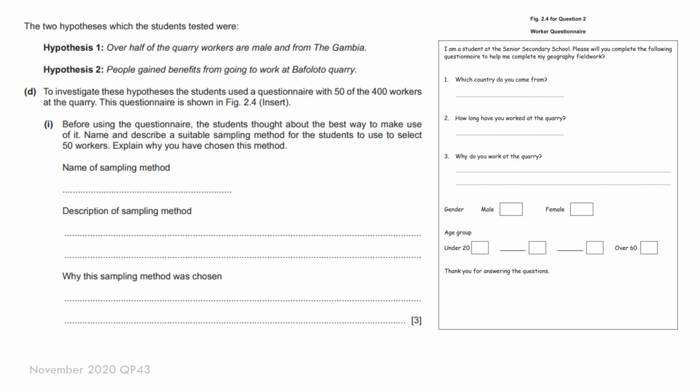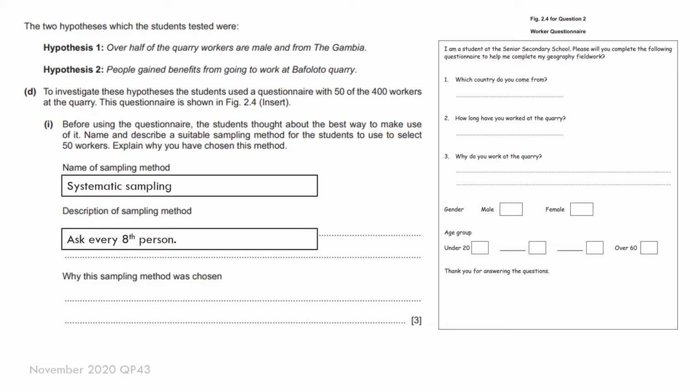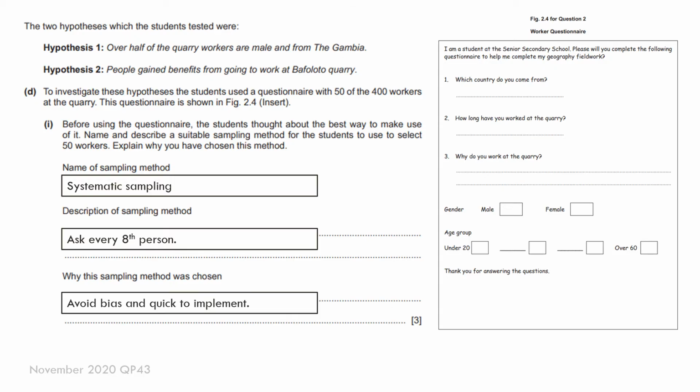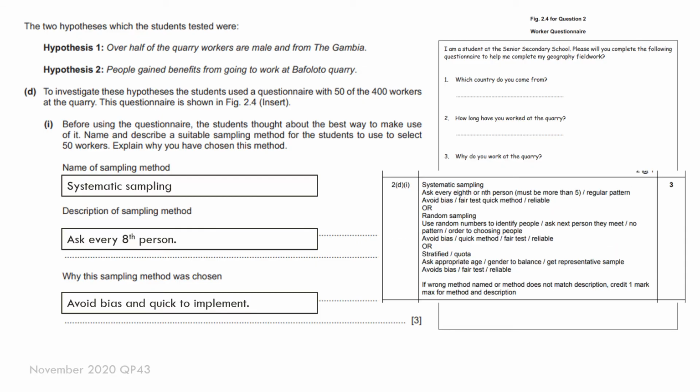For me, I think systematic sampling is the easiest to explain. So I go, systematic sampling is this, a description of the sampling method: I would ask every 8th person. And why I selected this method? Well, it avoids bias and it's quick to implement. As you can see on the mark scheme, it ticks all those boxes, but I've left the points for what you do for random and what you could put for stratified sampling for you to add to your notes, so that you could use them to apply to any investigation.